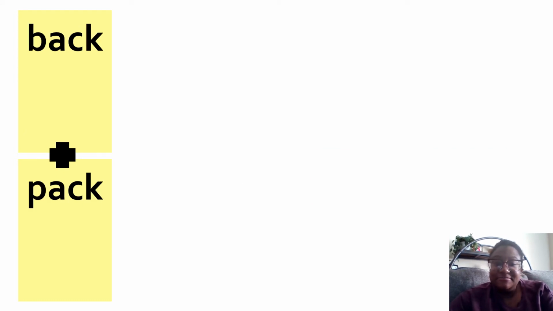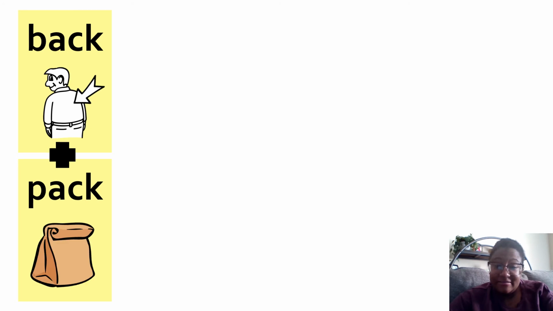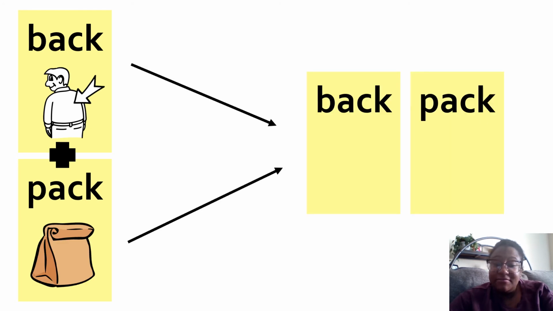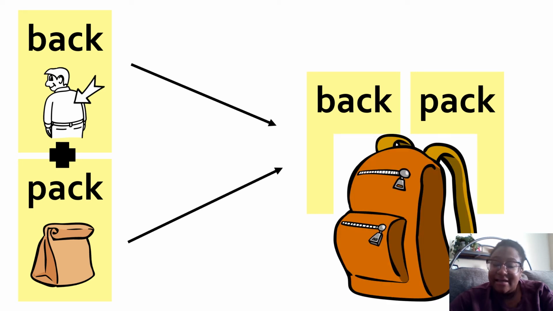Here's another one. We have back and pack. You know what a back is. You know what a pack is. So what is the meaning of the word backpack? Exactly. It is a pack you wear on your back. So you notice that I'm always starting with the second morpheme. That's usually the way that you're going to be able to figure out what words mean. Start with the second morpheme.